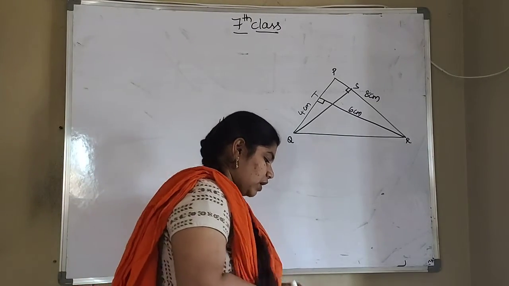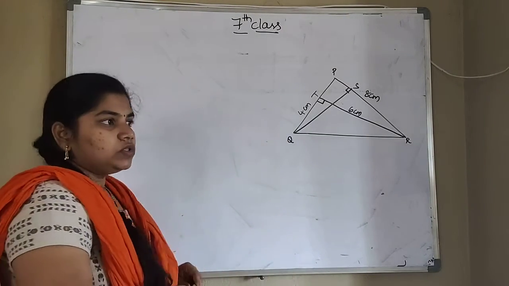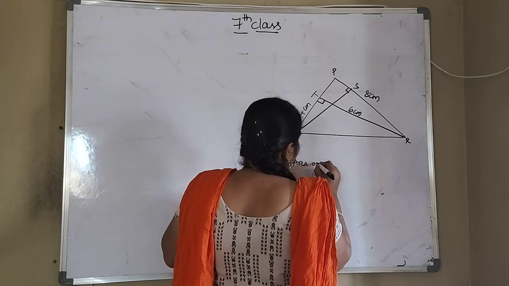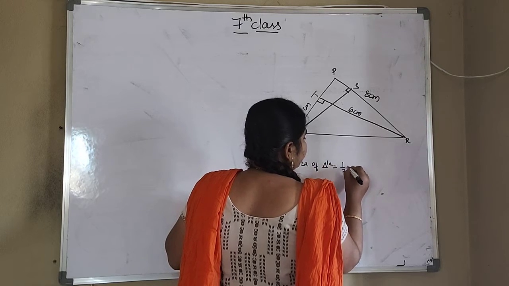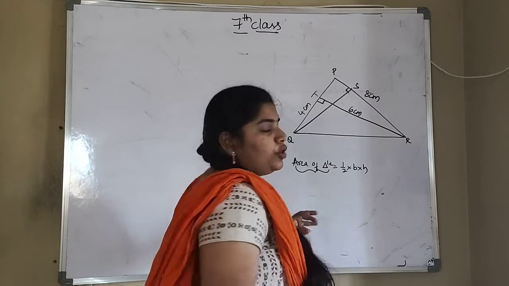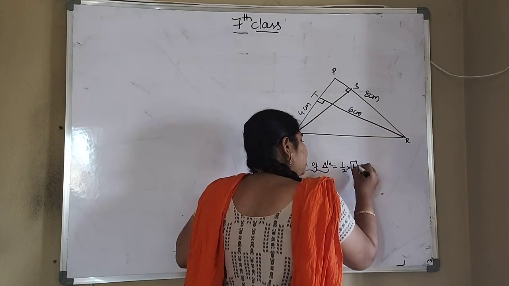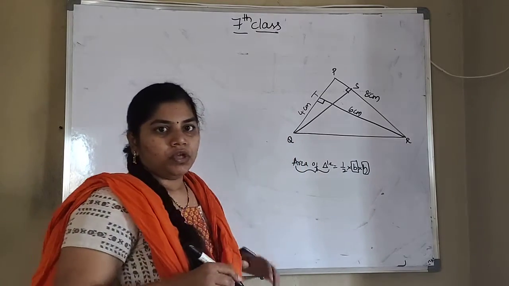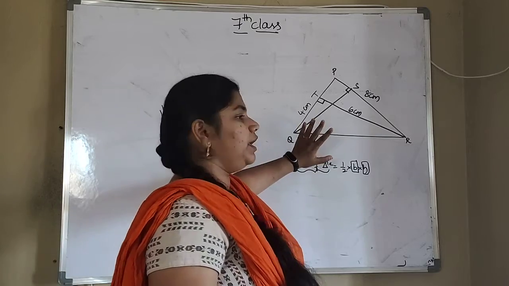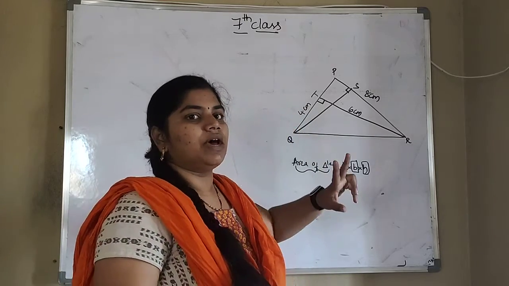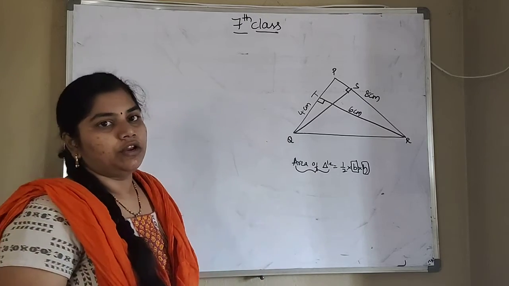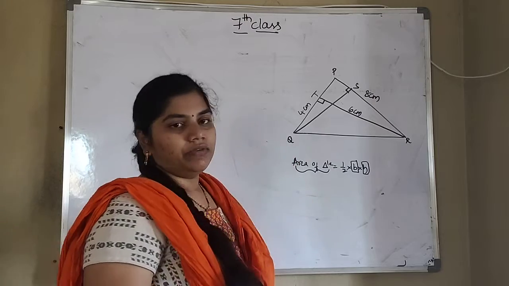So we have to find now the area of the triangle. For finding the area of a triangle, what is the formula? Area of a triangle is equals to half into base into height. So if you want to find the area, you need both the base value as well as the height value. So in this figure, we have to see where both height and base are visible. Only by using that base and height, we first find the area of the triangle. After that, the remaining one we can find.